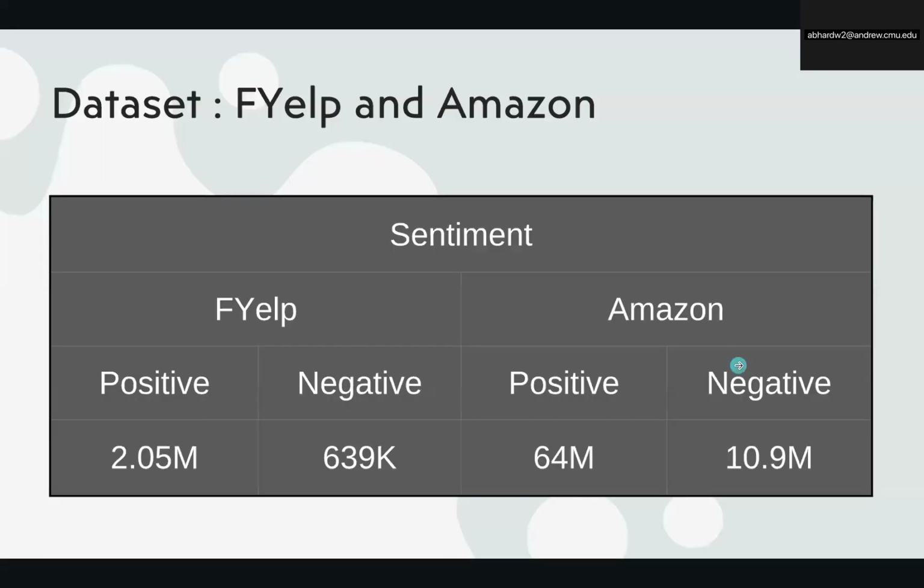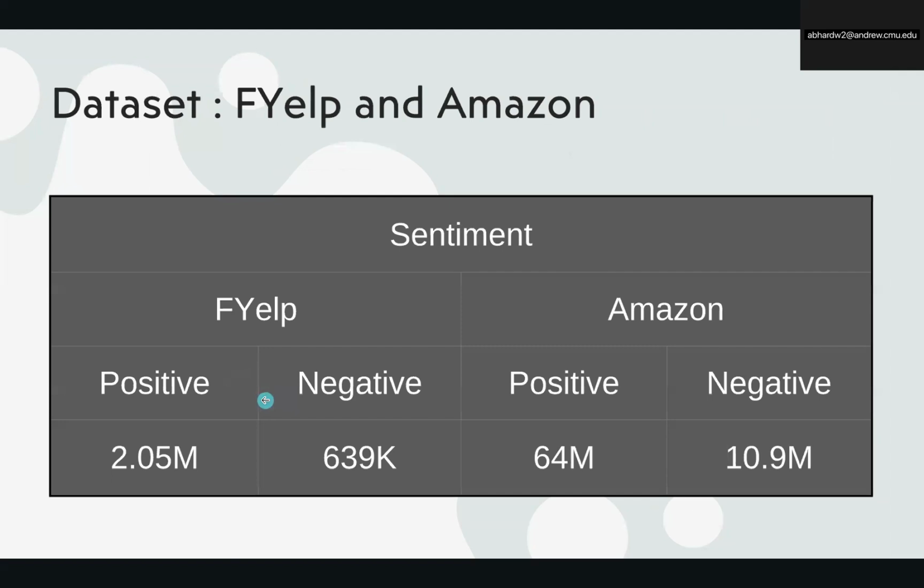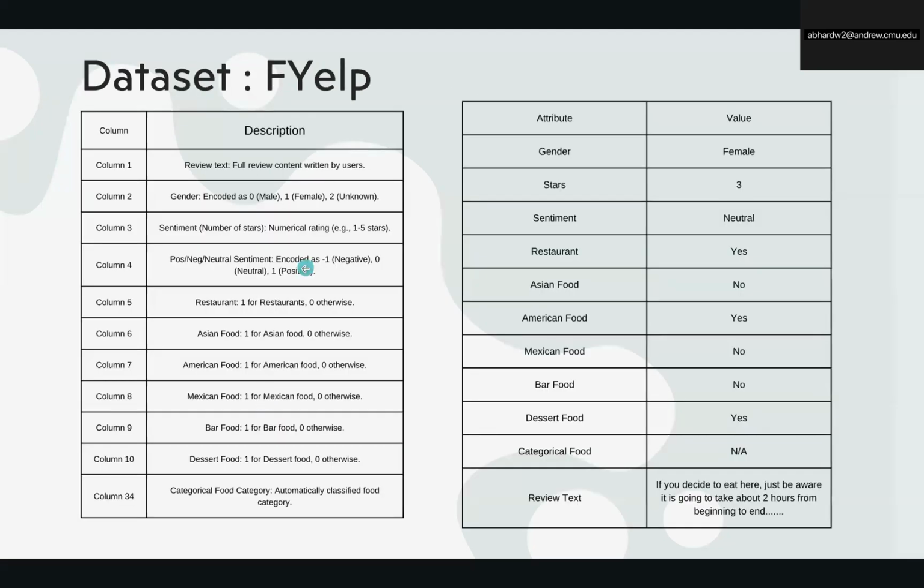Now, let's talk about the dataset. We use datasets from Yelp and Amazon, pre-processed to include annotation for gender, sentiments, and specific domains like food or electronics. Both datasets consist of these many data points and were divided into positive and negative sentiments. The Yelp dataset looked like this. The most important columns were these, which we wanted to use in our transformer.